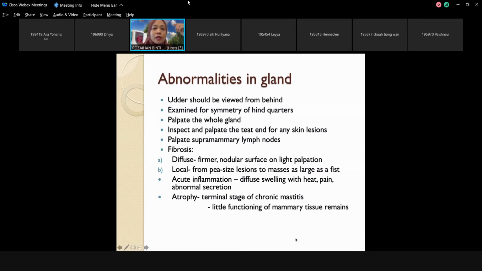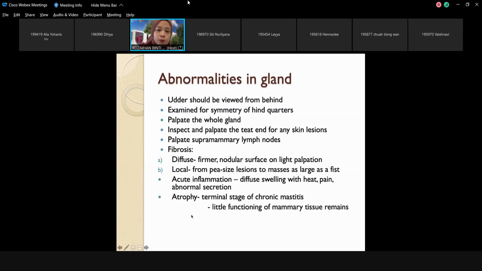So fibrosis can occur as diffuse or local. If it's local, it will be a very small size, even to a size of the fist. Diffuse means it can be all over the mammary gland. So that's why it's very important for you to palpate the mammary gland. In acute inflammation, the swelling will be diffuse. Of course, there will be a presence of heat, pain, abnormal secretion.